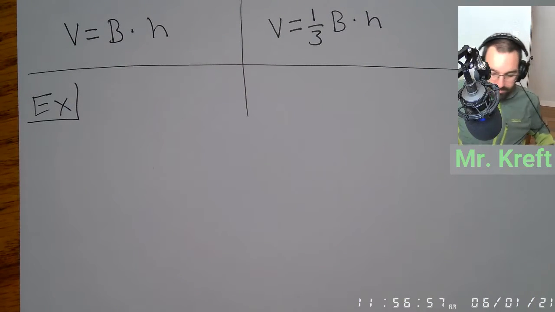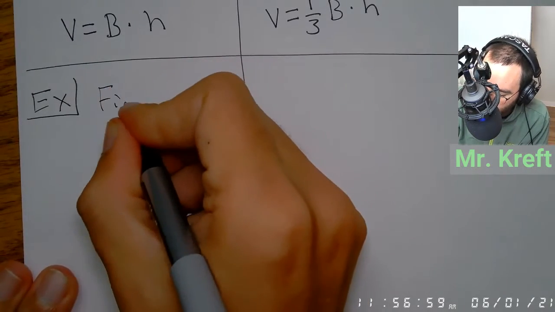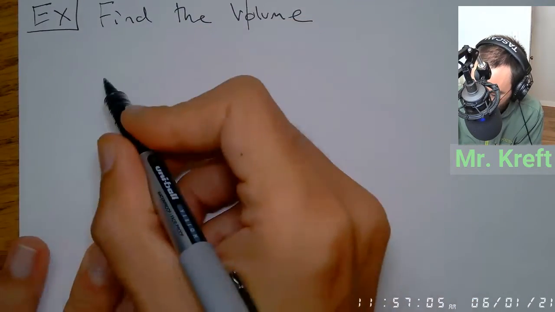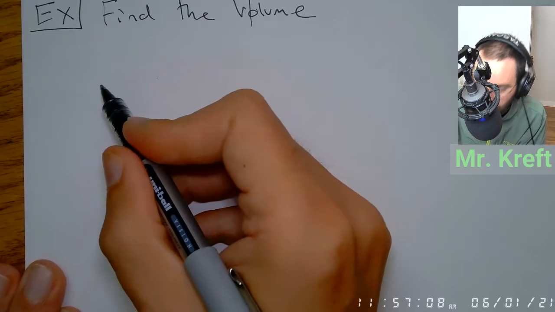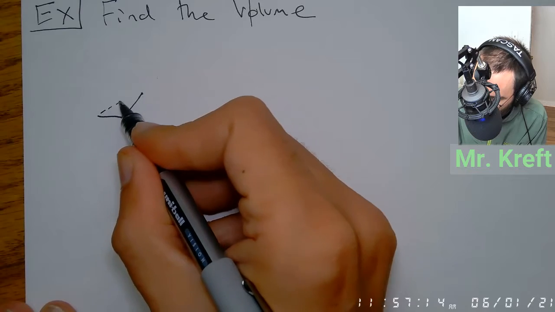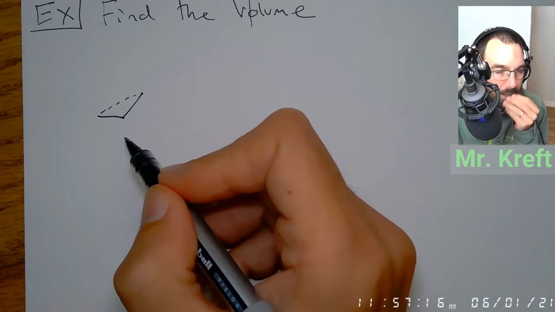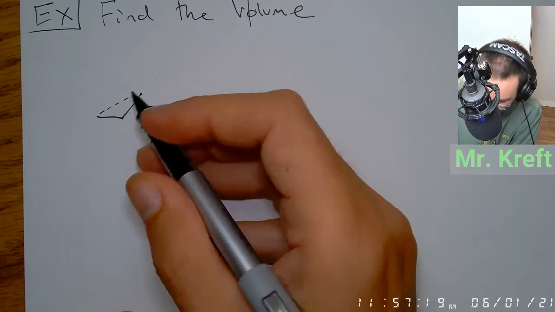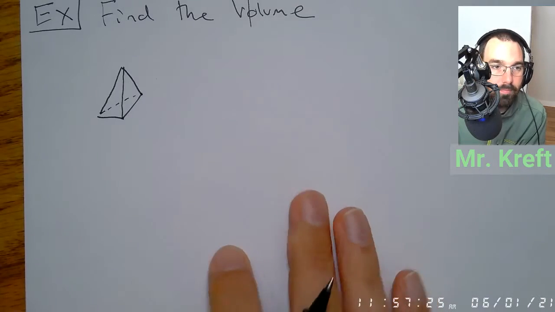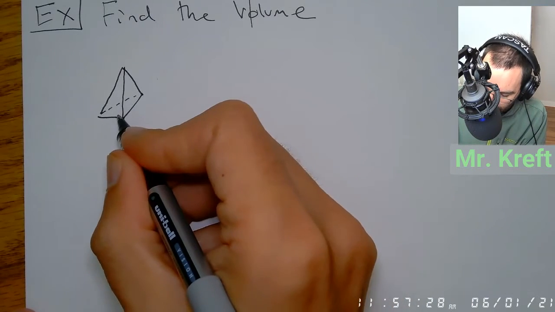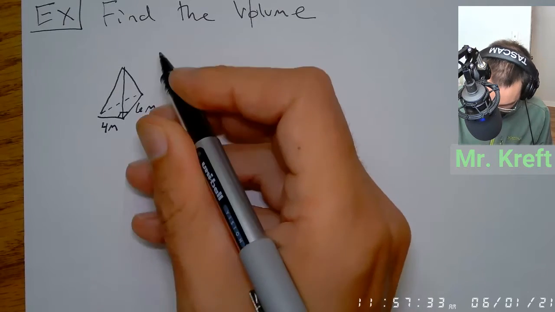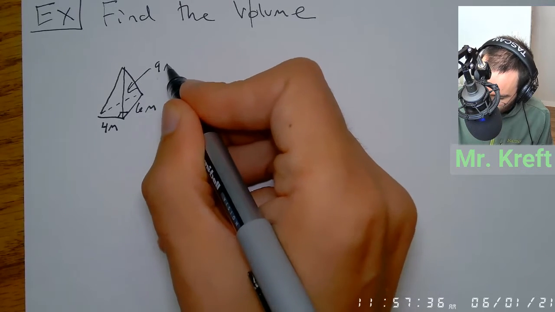Okay, so let's say we are going to find the volume of these. This one is going to be a little bit difficult. Here we go. So I'm making a triangle where the hypotenuse is dashed. We're going to call this 4 meters, 6 meters, and 9 meters.